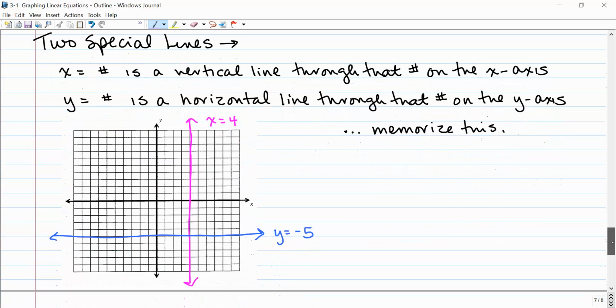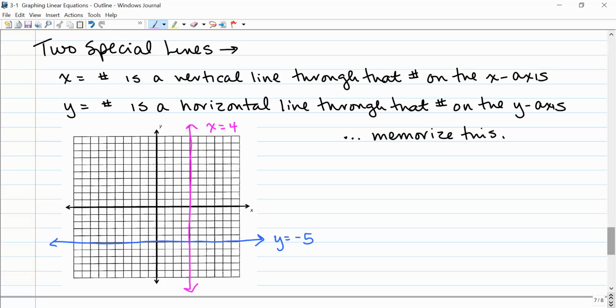There are 2 special lines that you need to memorize. And the first is x equals a number and y equals a number. When x equals a number and there's no y in the equation, it's a vertical line that goes through that number on the x-axis. An example of that is the pink line right here, which is x equals 4. It goes through 4 on the x-axis, and every point on that line has 4 as its x-coordinate.